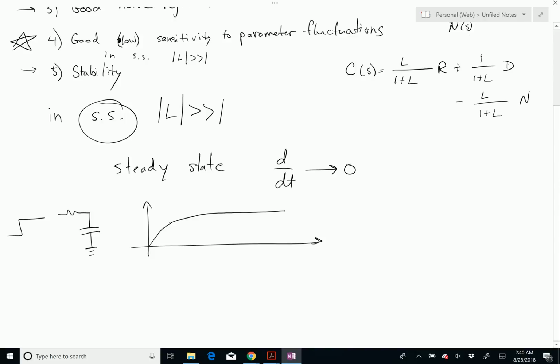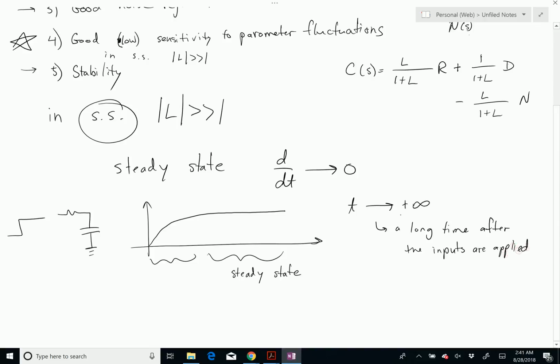So what it means is that this is the transient period, and somewhere out here is steady state. Basically, steady state also typically tends to mean as t goes to infinity, right? So if I wait a long time, in other words, a long time after the inputs are applied, that's what t equal to infinity is. As t approaches infinity, that's a long time after our inputs are applied.